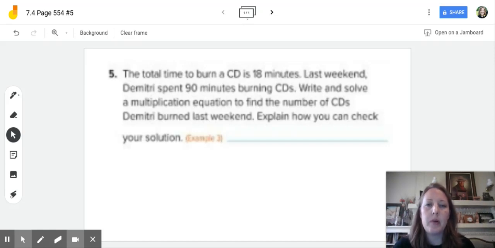We're going to write another multiplication equation, and this time it says the total, that's an important word, total time to burn a CD is 18 minutes, okay, 18 minutes. Last weekend, Dimitri spent 90 minutes burning CDs. Write and solve a multiplication equation to find the number of CDs Dimitri burned last weekend. Explain how you can check your solution.